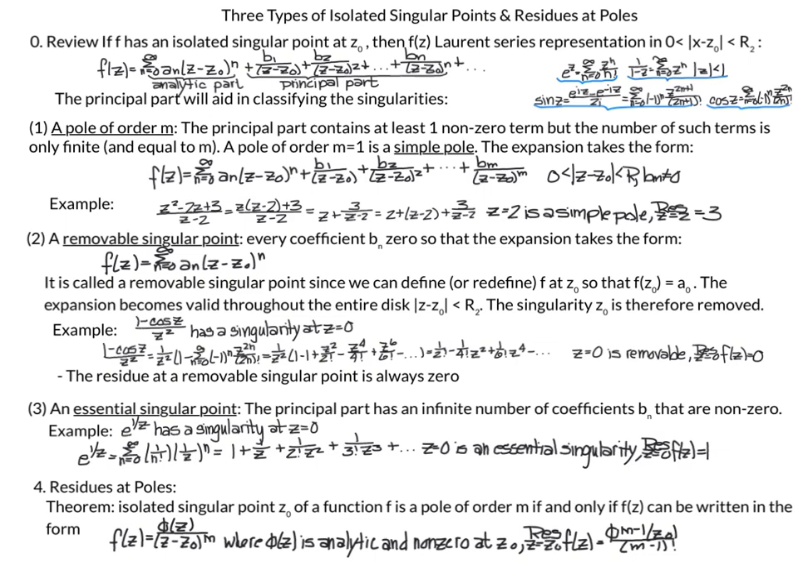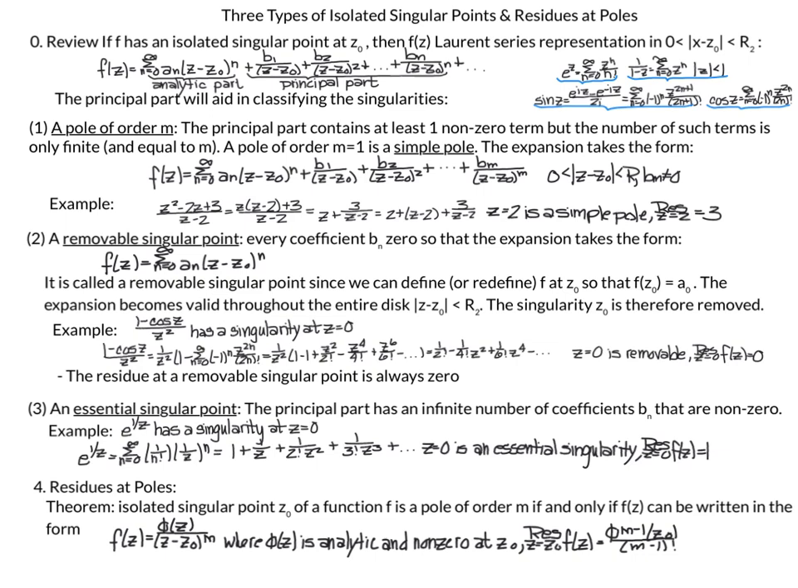We will be using our Laurent series to help us categorize our singular points. To review, if f has a singular point at z0, then f of z has a Laurent series representation, which looks like this: summation n equals 0 to infinity a_n (z minus z0) to the n, z0 being our singular point. And this is the analytic part. And then we have plus our principal part, which looks like summation of b_n over (z minus z0) to the n. Written out, it's b1 over (z minus z0) to the first power plus b2 over (z minus z0) to the second power up to b_n over (z minus z0) to the nth power and possibly out to infinity.